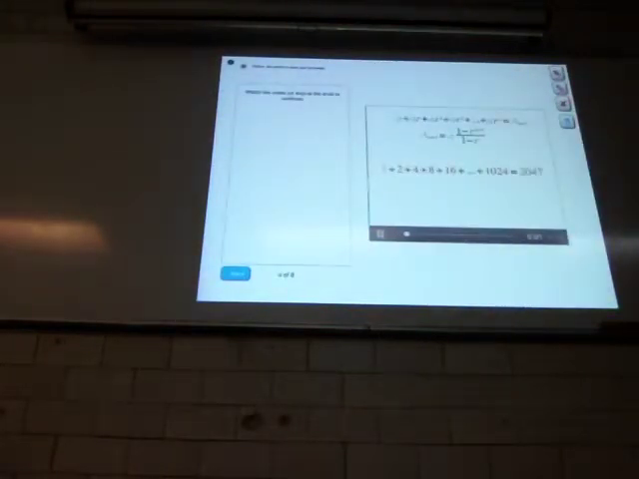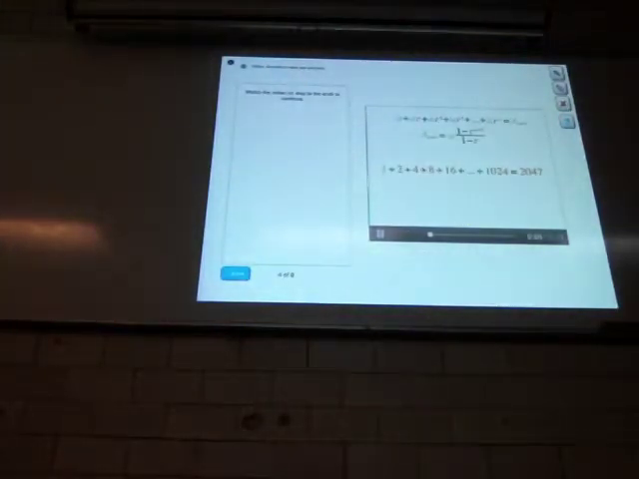Exactly, 2047. For this geometric series, A, the first term in the series, is 1, and R, the ratio between the terms in the series, is 2. So for a series in which R equals 2, what happens to the partial sum, A sub N, as N gets really, really big?